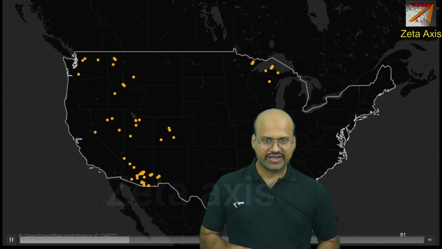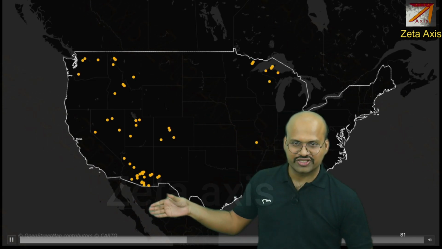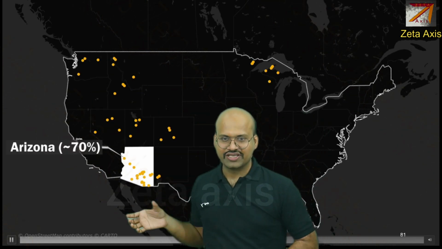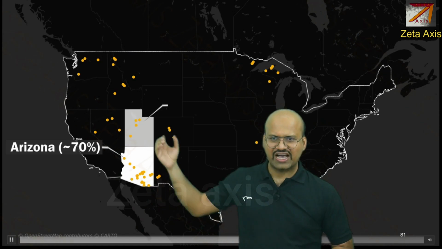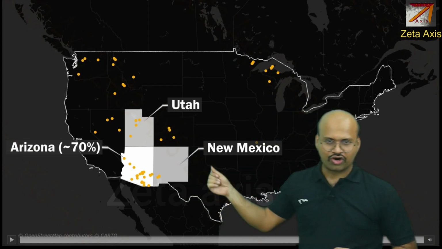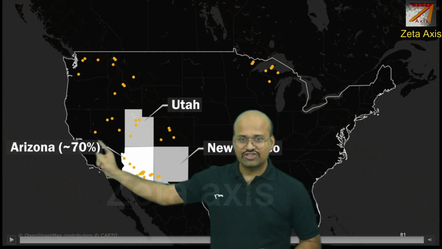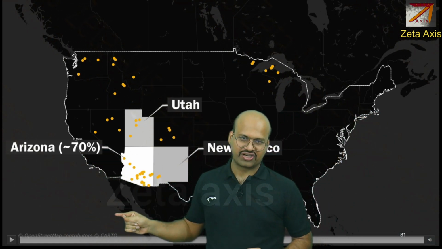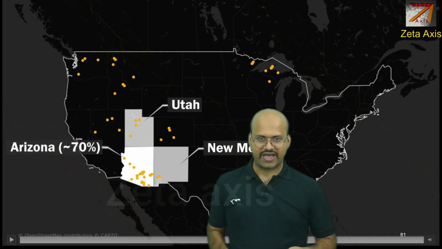Now move on to United States of America. Here again in United States of America, we can see the deposits which are mostly on the western side, and we can see that Arizona alone produces 70% of copper in United States of America. Then we have Utah, followed by New Mexico. So Arizona is the single biggest producer of copper in United States of America.